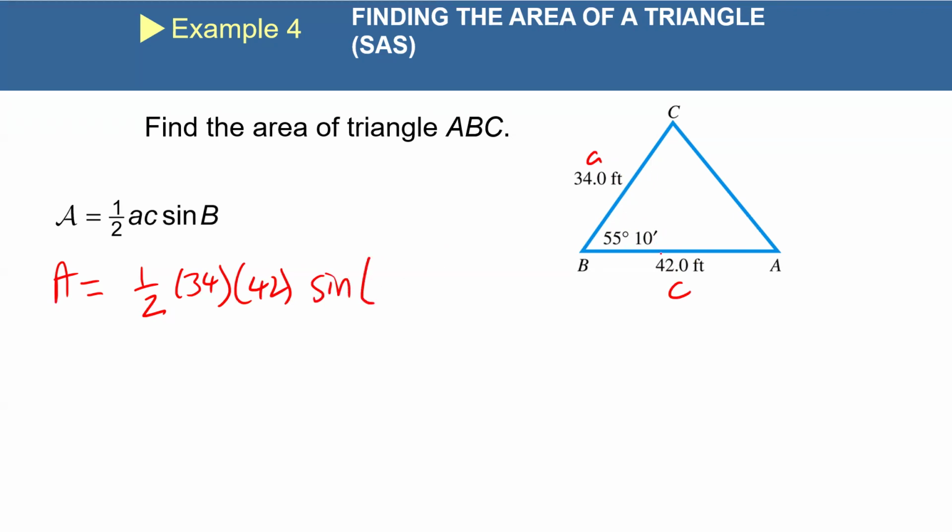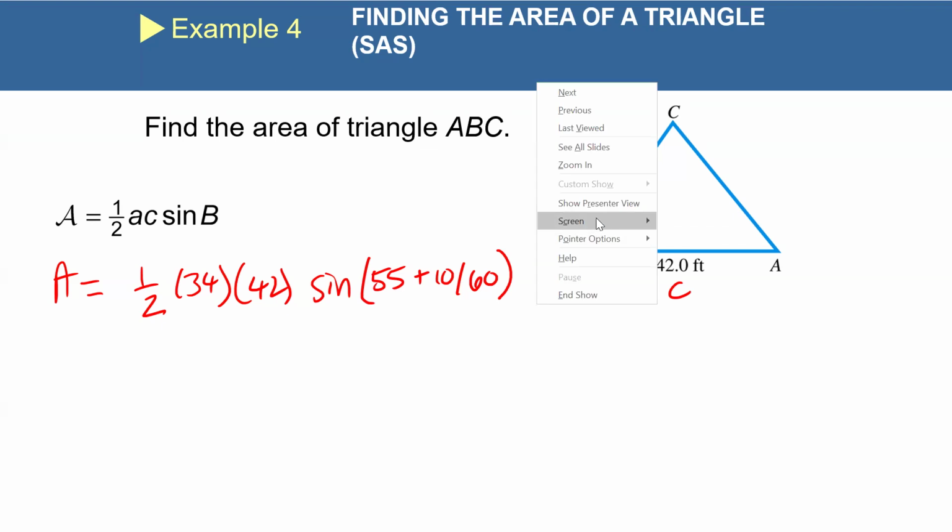Now, because B is given to us in degrees and minutes, in the calculator we have to write it as 55 plus 10 divided by 60. We can't just put it in there with the degrees and the minute symbol. Do you see how we're putting it in the calculator? This is telling me 55 degrees plus 10/60th of a degree.